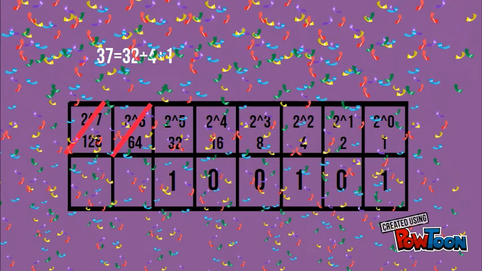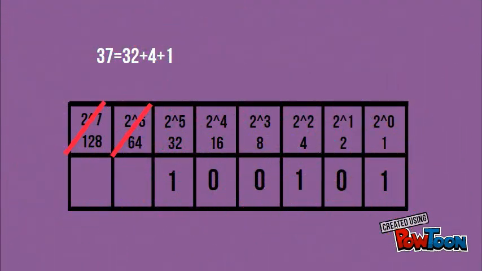And voila! But we only used 6 bits to represent 37, and I want to use 8. So we're going to add zeros on the left side, in the 64 and 128 places, since I didn't use them. Remember, I crossed them out.